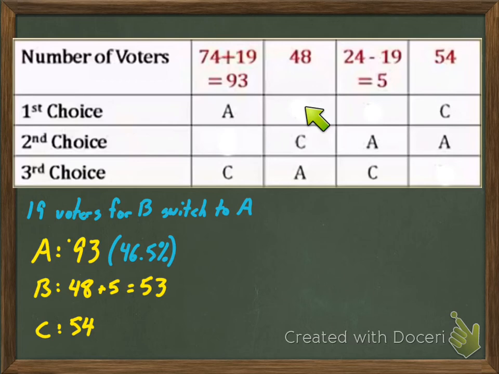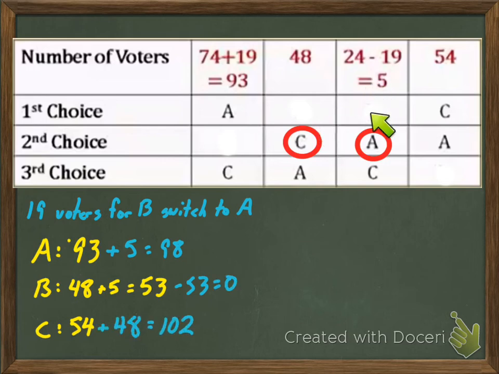So we did that, and now look. These 48 votes are getting allocated to C, and these 5 votes are getting allocated to A. So the 53 votes are being subtracted from B, 5 of them go to A, and 48 of them go to C. Now C is the winner. C has 51% of the vote, so C wins. So this is clearly an example of how monotonicity is violated.